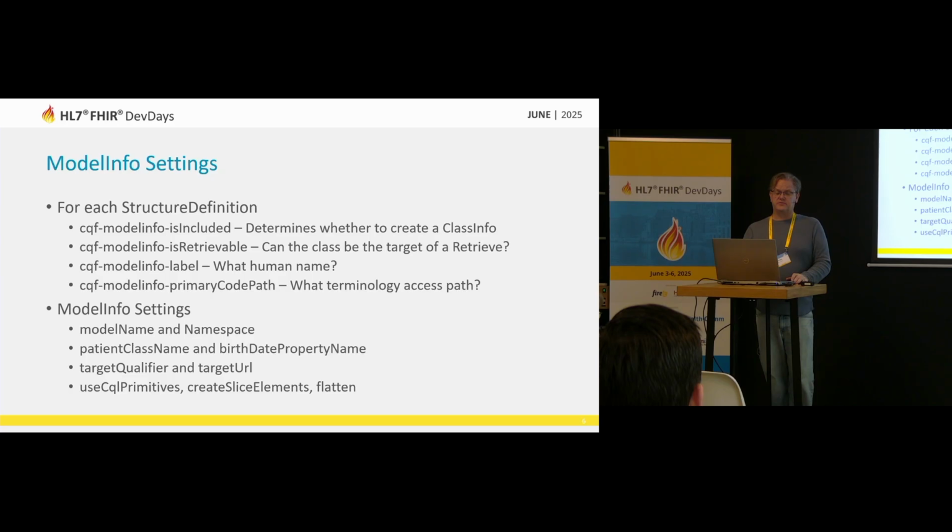There's also model info settings, so model name and namespace, the patient class name, how it knows, when you say calculate age, to go get that information from the patient, and the birth date property name. Target qualifier and target URL, that's how the provider knows what namespace to look up. And then use CQL primitives, create slice elements, and flatten. Those are different settings that control things like, if I have a quantity element, is it going to be a CQL quantity or is it going to be a FHIR quantity, and I have to map that.